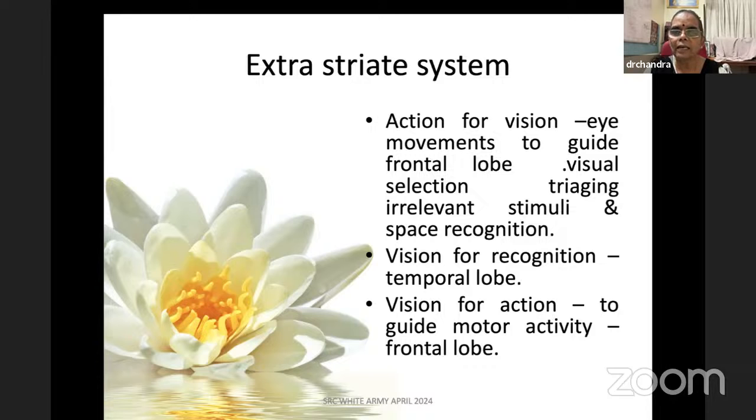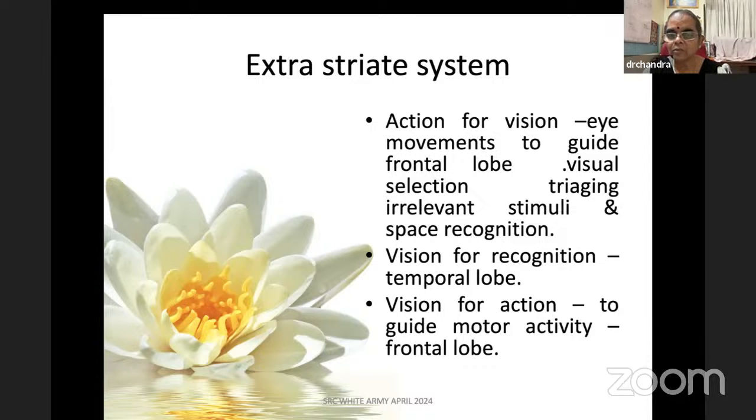So why higher order? Action for vision. As I said, if you see a snake, you should run away from that. It is not just seeing a snake. So action for vision is the extra-striate purpose, and eye movements to guide the frontal lobe. So when you see a snake, in which direction is the snake moving? Is it coming towards you or away from you? For that, you have to move the eye. So the occipital cortex is connected to the frontal eye field. So you move the eye and trace the plane in which the snake is moving so that you don't jump into that. And visual selection, triaging irrelevant stimuli and space recognition.